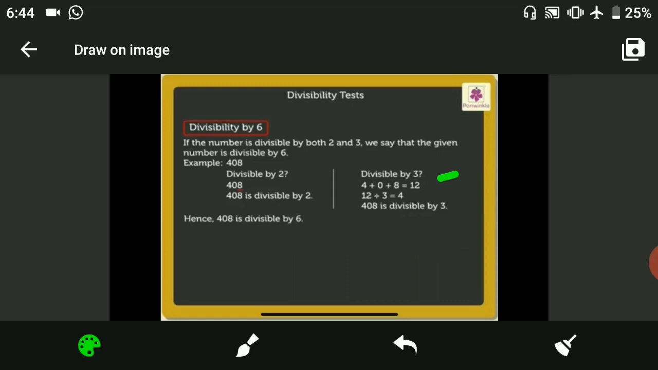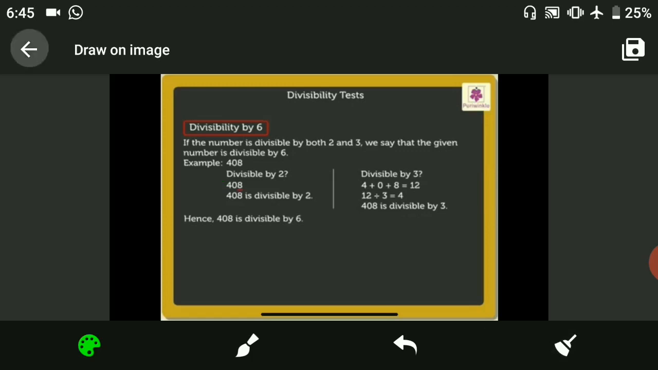If 408 is divisible by 2 and 408 is divisible by 3, it means it is divisible by both numbers, then we can say that it is divisible by 6. If it is divisible by only one number, then we can't say that it is divisible by 6. Clear? So 408 is divisible by 6.